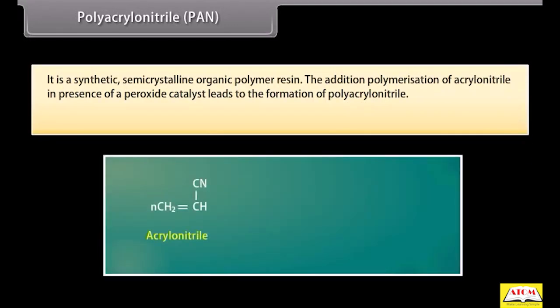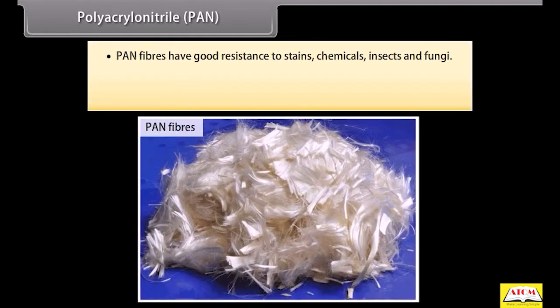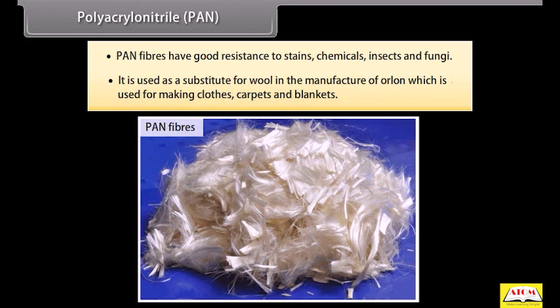Polyacrylonitrile, PAN. It is a synthetic, semi-crystalline organic polymer resin. The addition polymerization of acrylonitrile in presence of a peroxide catalyst leads to the formation of polyacrylonitrile. Though it is a thermoplastic, it does not melt under normal conditions. PAN fibers have good resistance to stains, chemicals, insects and fungi. It is used as a substitute for wool in the manufacture of Orlon, which is used for making clothes, carpets and blankets.